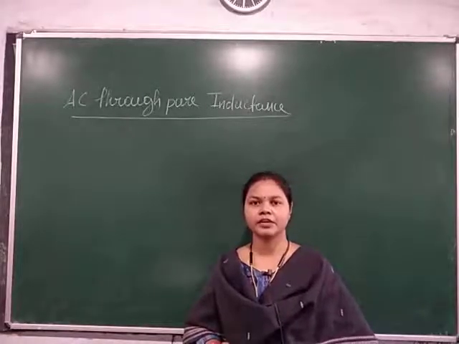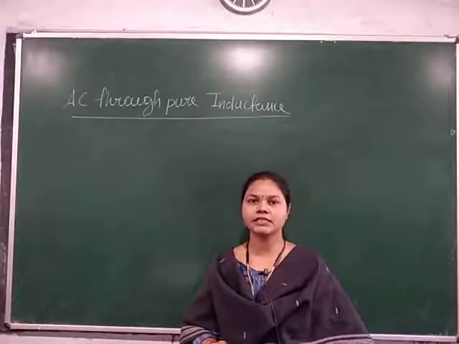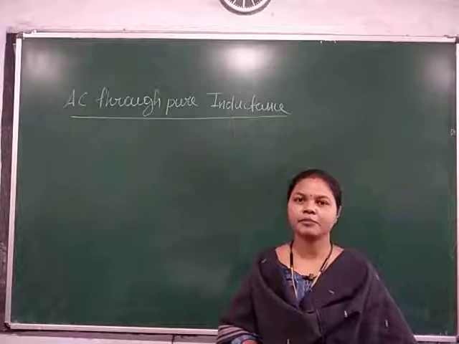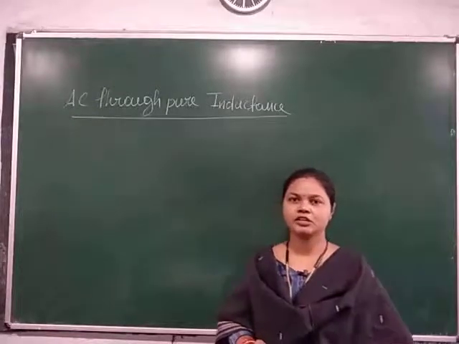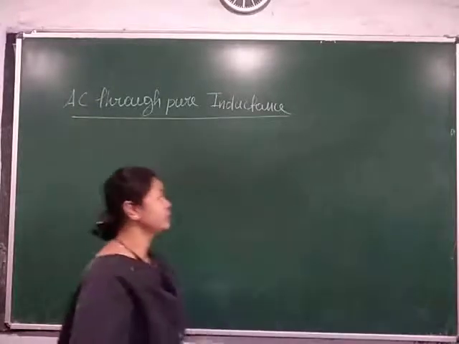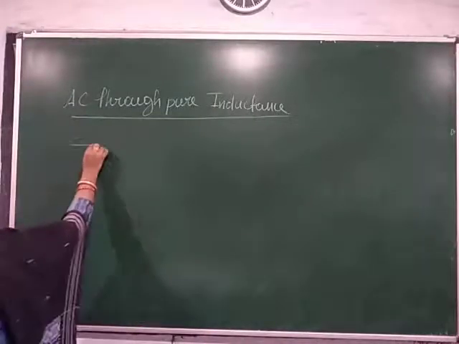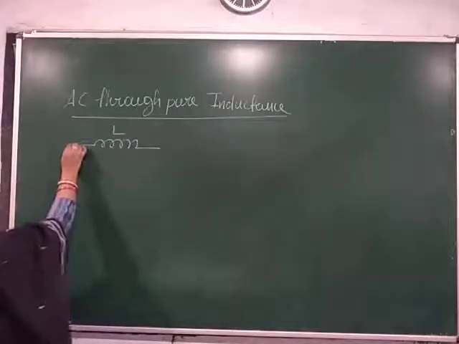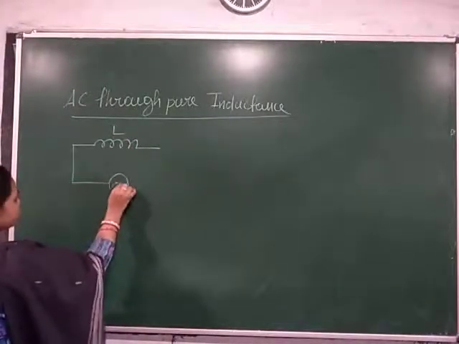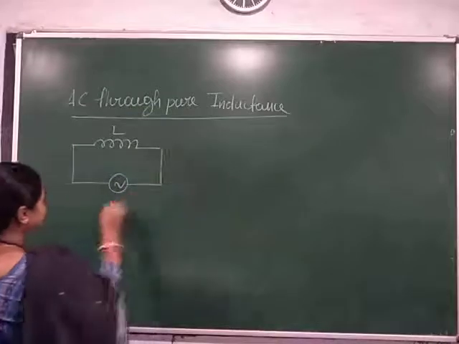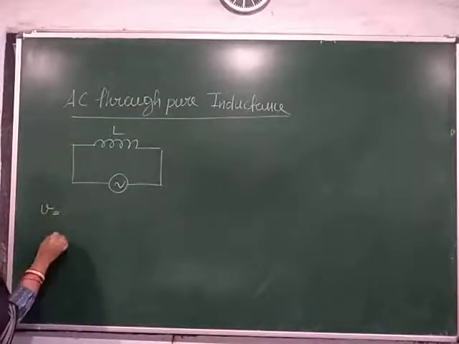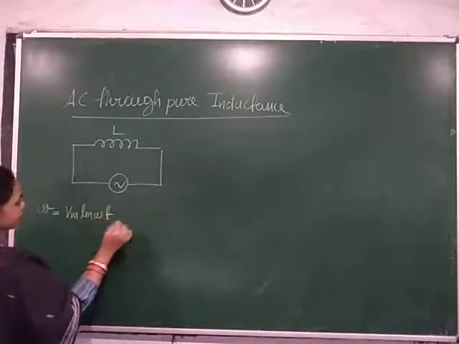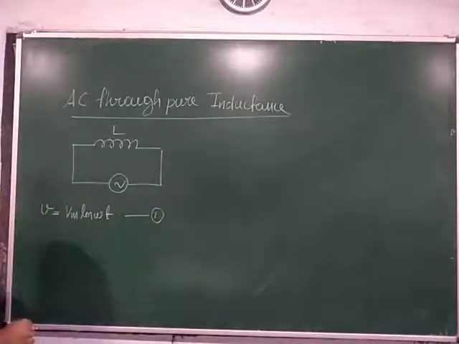and current. In today's class we will discuss the behavior of an inductive circuit when AC supply is given to it. So let us consider a purely inductive coil, having an inductance of L, and connect it across an AC source of supply having the instantaneous voltage Vm sin omega t. Take it as equation number 1.